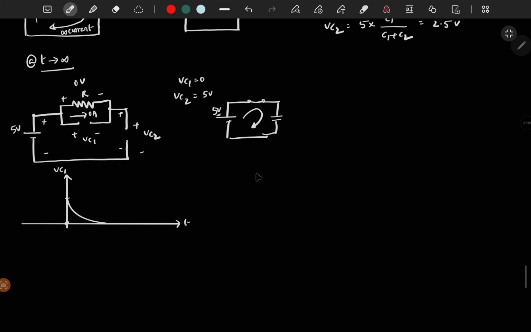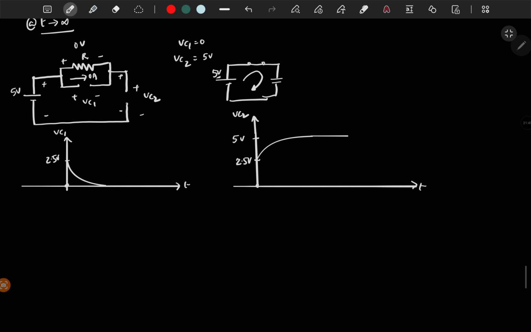And what about Vc2? So Vc2 with respect to time is, till t is equal to 0, it is 0, and then at t is equal to 0, it is going to 2.5 volt, and at steady state Vc2 is reaching 5 volt, right? So it will reach 5 volt exponentially, and it will stay at 5 volt. So this is how it behaves. This is 5 volt. So you can directly draw IC1, IC2 also.